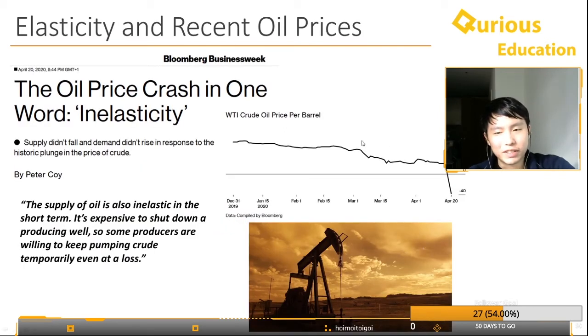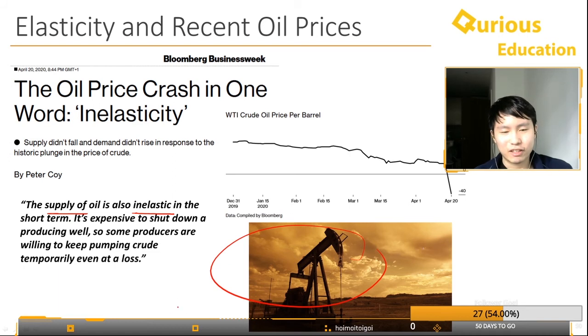Recently you might have heard in the news that they've got a negative oil price. We've talked about this a little bit in our first elasticity lesson. One of the reasons why is that the supply of oil is very inelastic. If you install an oil rig, it's going to continuously pump up oil from the ground and you can't stop it.